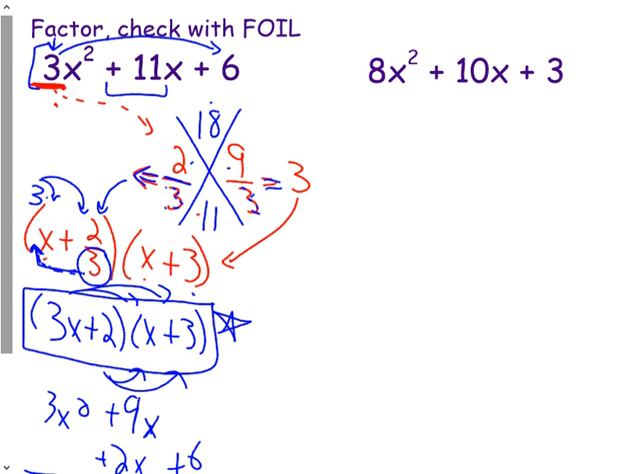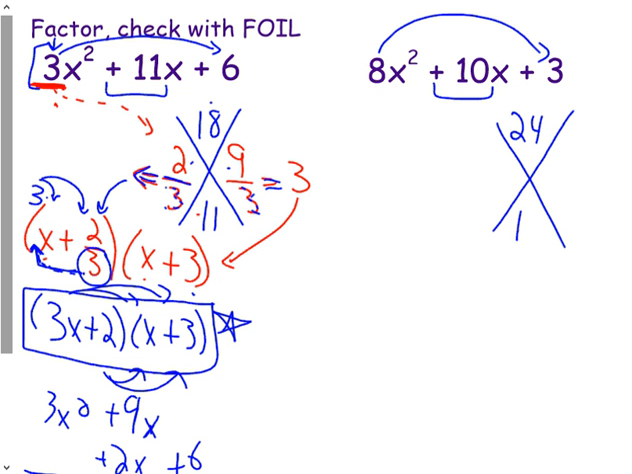Next one, 8x squared plus 10x plus 3. 8 times 3 is 24. And numbers that add to equal 10 are, right, give me a second, 6 and 4. And now the 8 comes back down. Divide by 8, divide by 8.